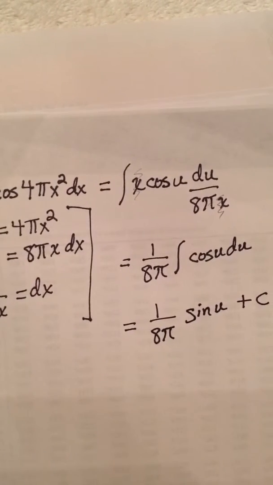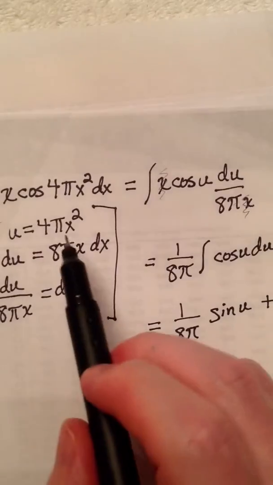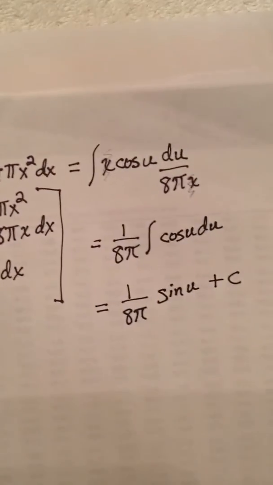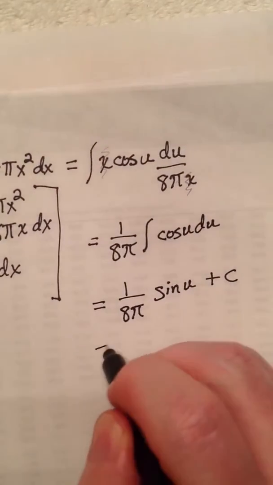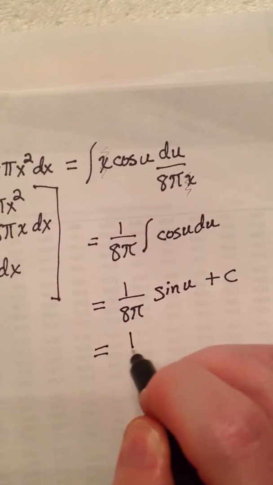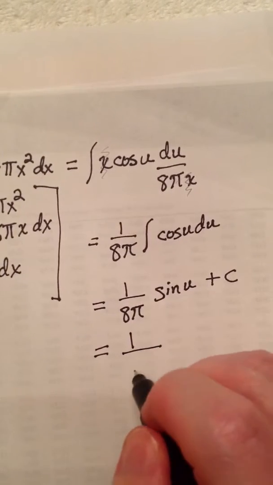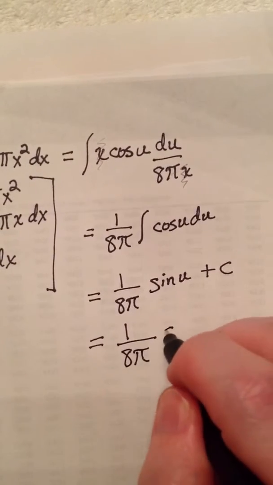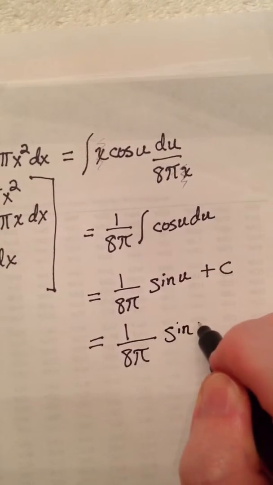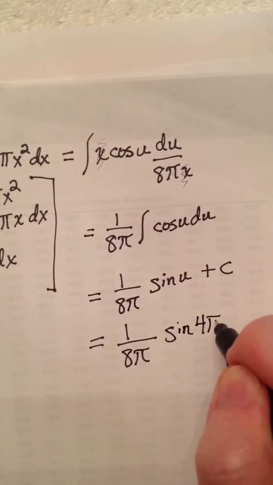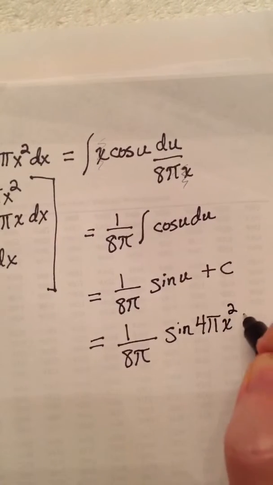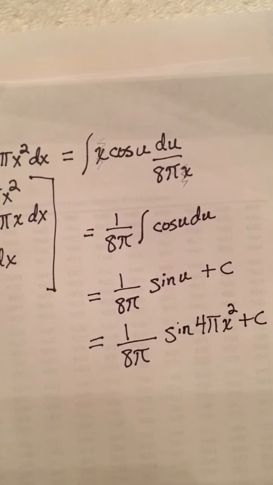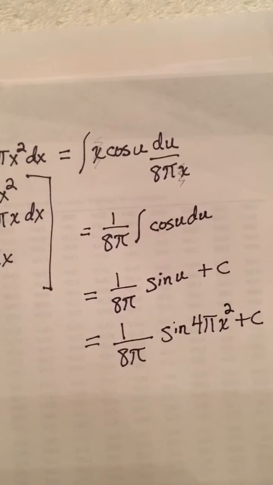And once again, putting back in for u, we have the angle at 4 pi x squared, and so for that result, we see we have 1 over 8 pi times the sine of 4 pi x squared followed by the constant, or sine of 4 pi x squared all over 8 pi plus the constant.